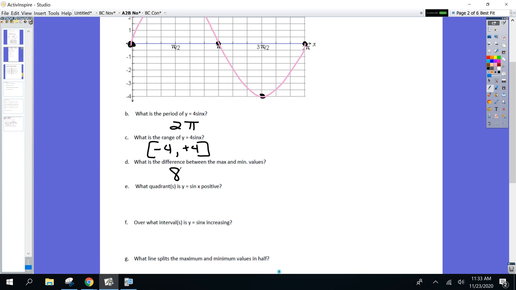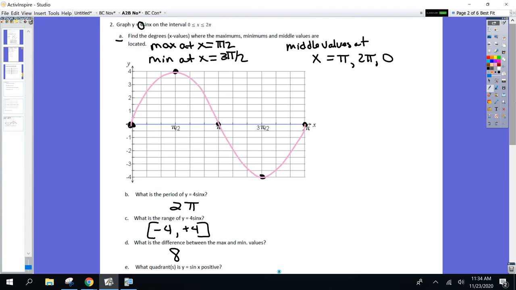What quadrant, little review from last unit. What quadrant is sine positive in? There's another one. Quadrant 1, yep. And then I got to show you this. I feel like I'm letting you down if I don't show you this. Why I asked that question.